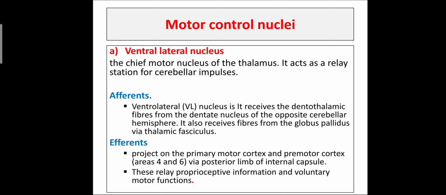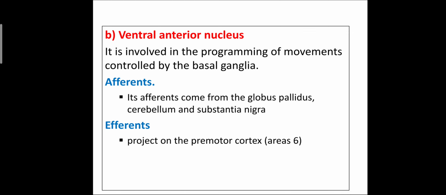This relays proprioceptive information and voluntary motor function. Ventral anterior nucleus. It is involved in the programming of the movements controlled by the basal ganglia. Efferents. Its afferents come from the globus pallidus, cerebellum, and substantia nigra. Efferents project to the premotor cortex, area number 6.